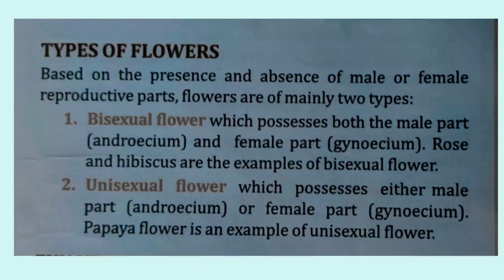Bisexual flowers are those flowers which have both the reproductive parts, that is male reproductive part as well as female reproductive part within the same flower. An example is China rose or hibiscus, the model of which we have already discussed in our previous class. Second, unisexual flowers. Unisexual flowers are those flowers which have either male reproductive part or female reproductive part, not both, either one of them. An example is papaya.